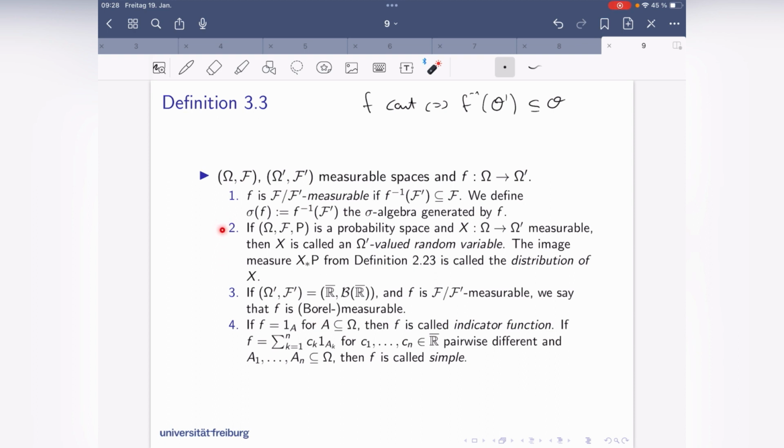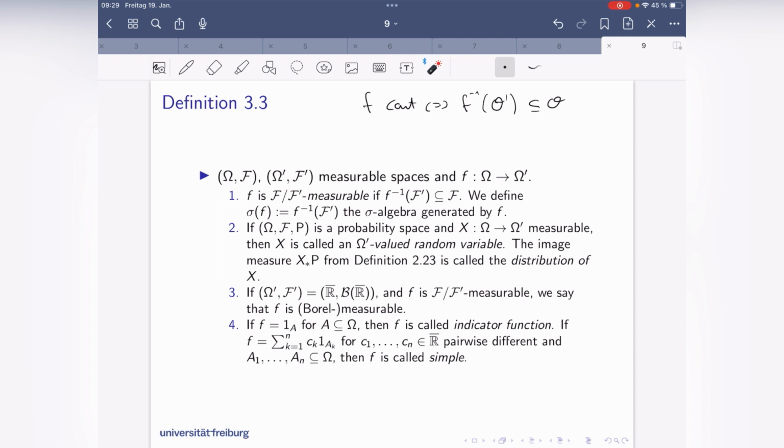Then just to define this here, for a probability space and a measurable function X, I call the measurable function X a random variable with values in omega prime. The image measure, which we had before, is called the distribution of X. We will need that in the next videos. Then if omega prime is the real numbers, or including infinity or something, we say that f is Borel measurable, because here is the Borel sigma field. So measurability in this case is also called Borel measurability.